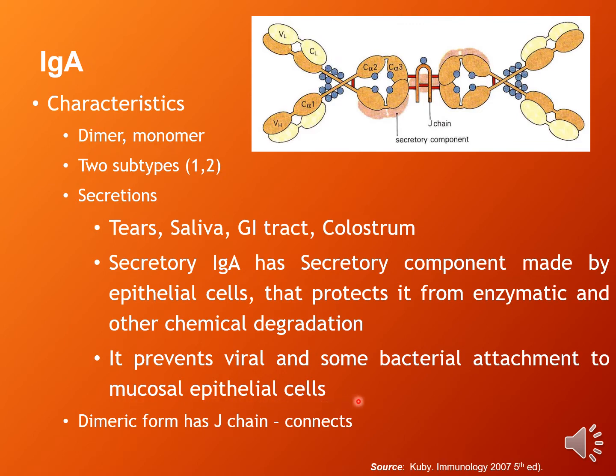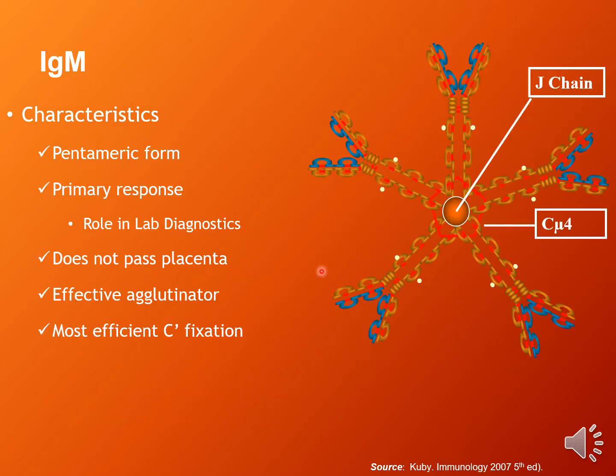If you try to think about it, what are the examples of organs with these mucosal epithelial cells? That would be the part of the digestive tract and the respiratory tract and maybe the urinary tract. I already said that it can be a dimer and it is connected by a J chain. Next is IgM.